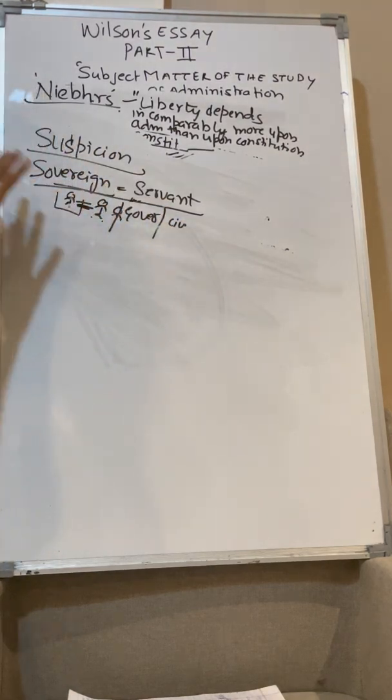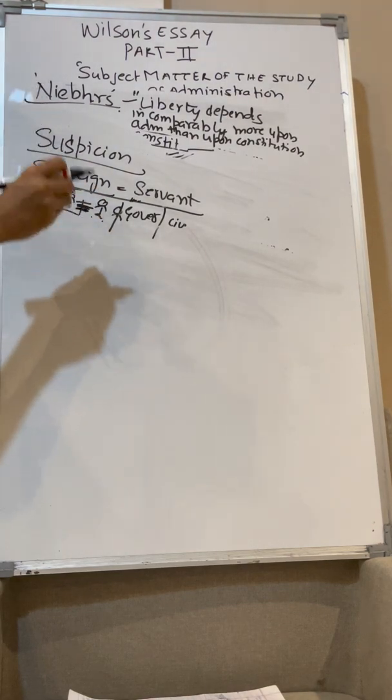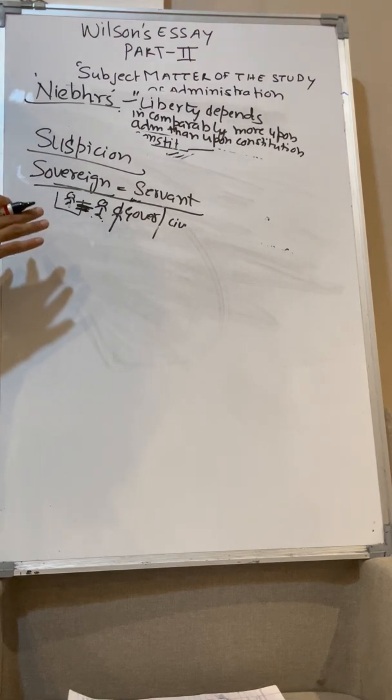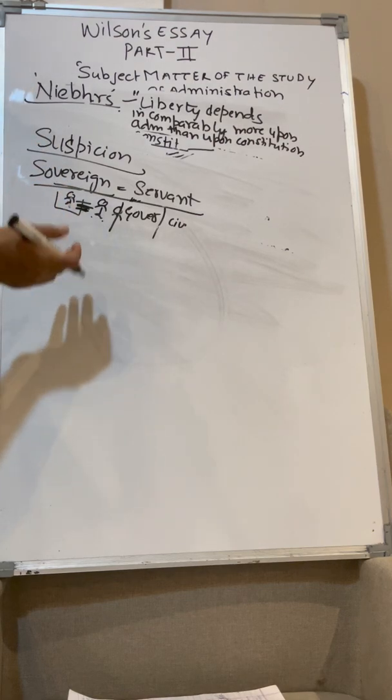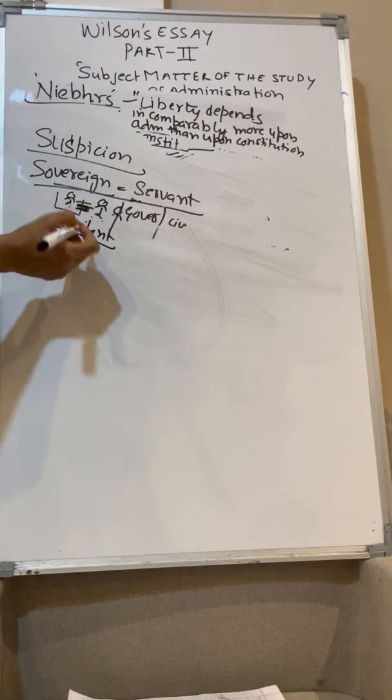But this is not good. Wilson has written that any kind of relationship is not good if it is based on suspicion. So what do we do? We should be vigilant. What does vigilant mean?